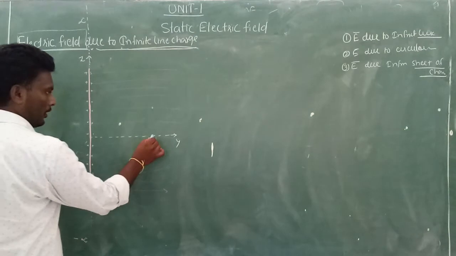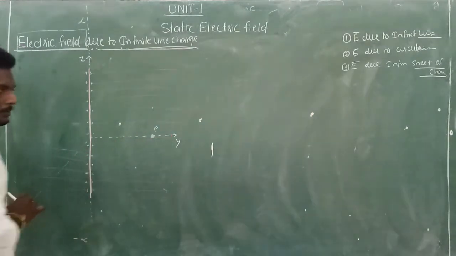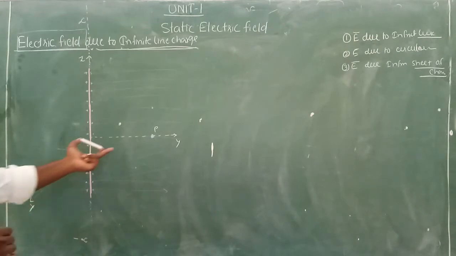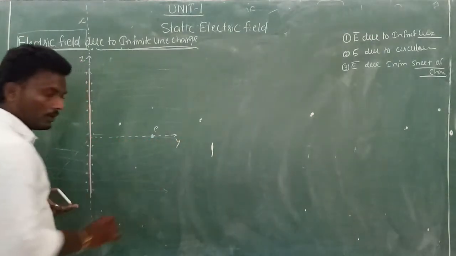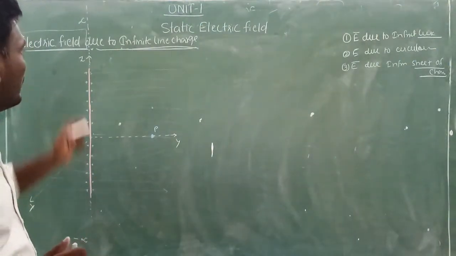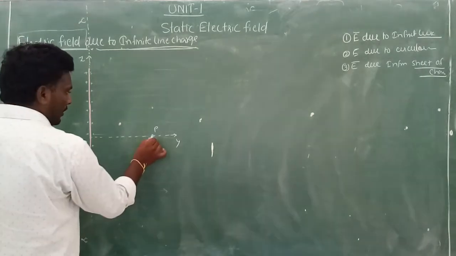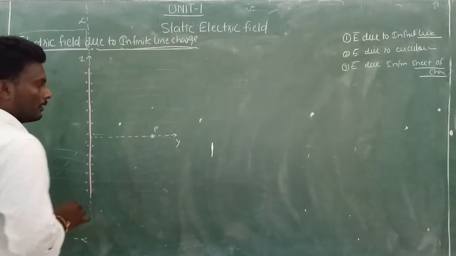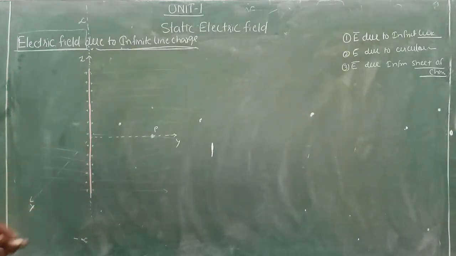So where is my point? This is my point, represented with P. Is it on the electric field line or not? On the electric field line only do we have to calculate the electric field intensity. That's why I consider my point here. This is point P. Now we will see the direction of electric field intensity at this point.